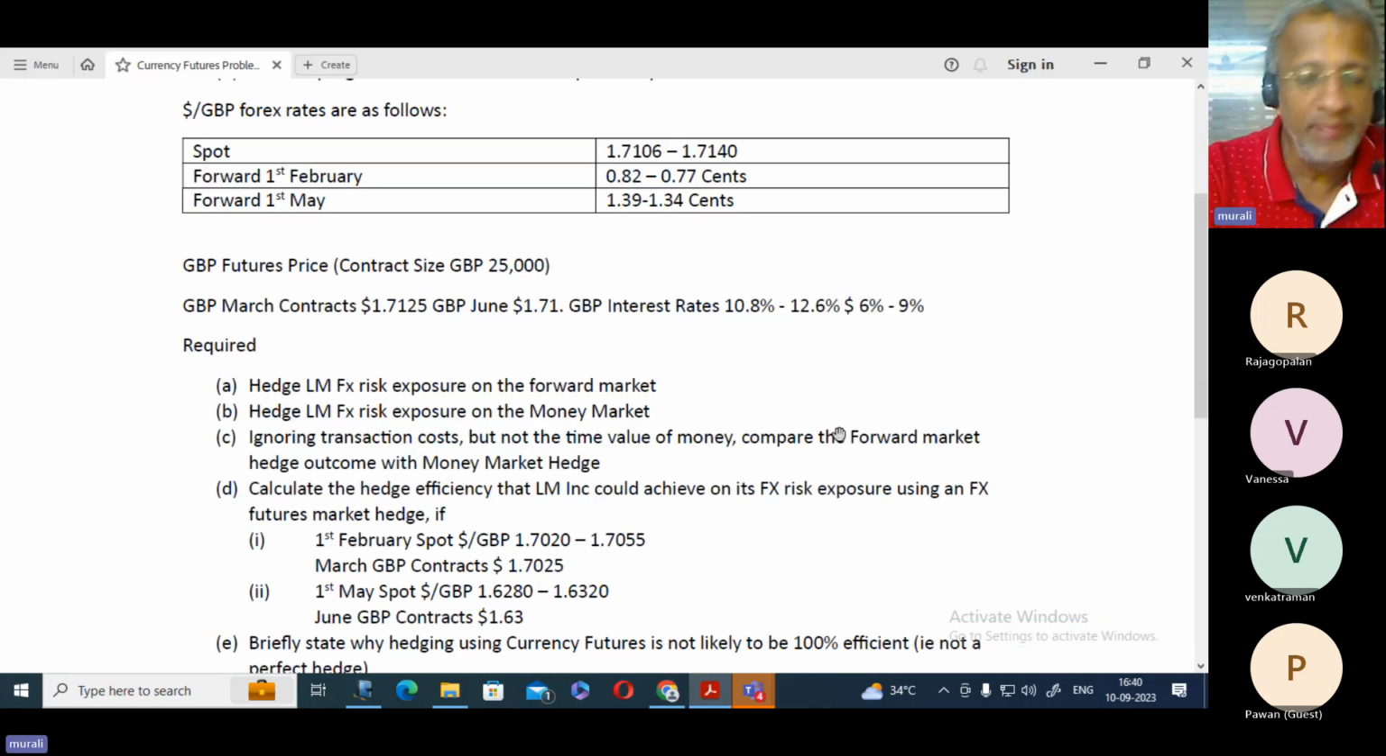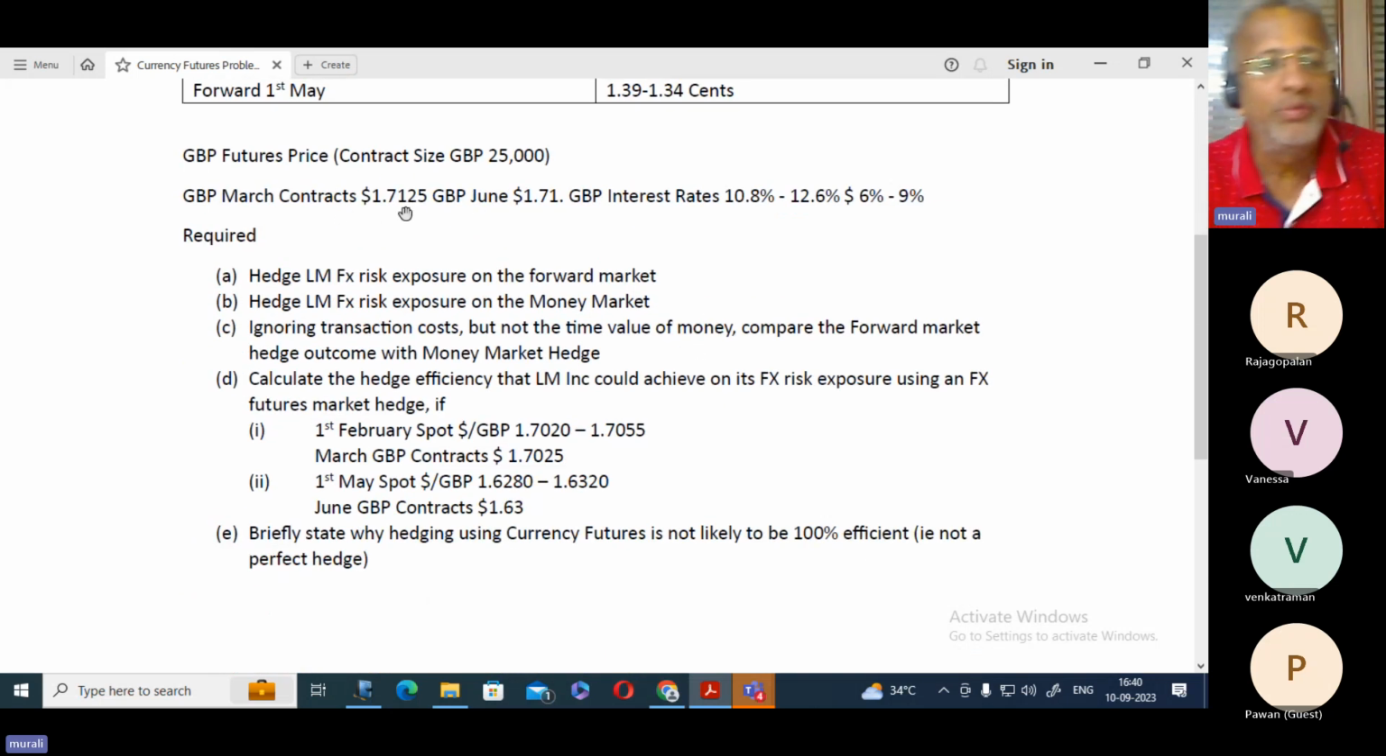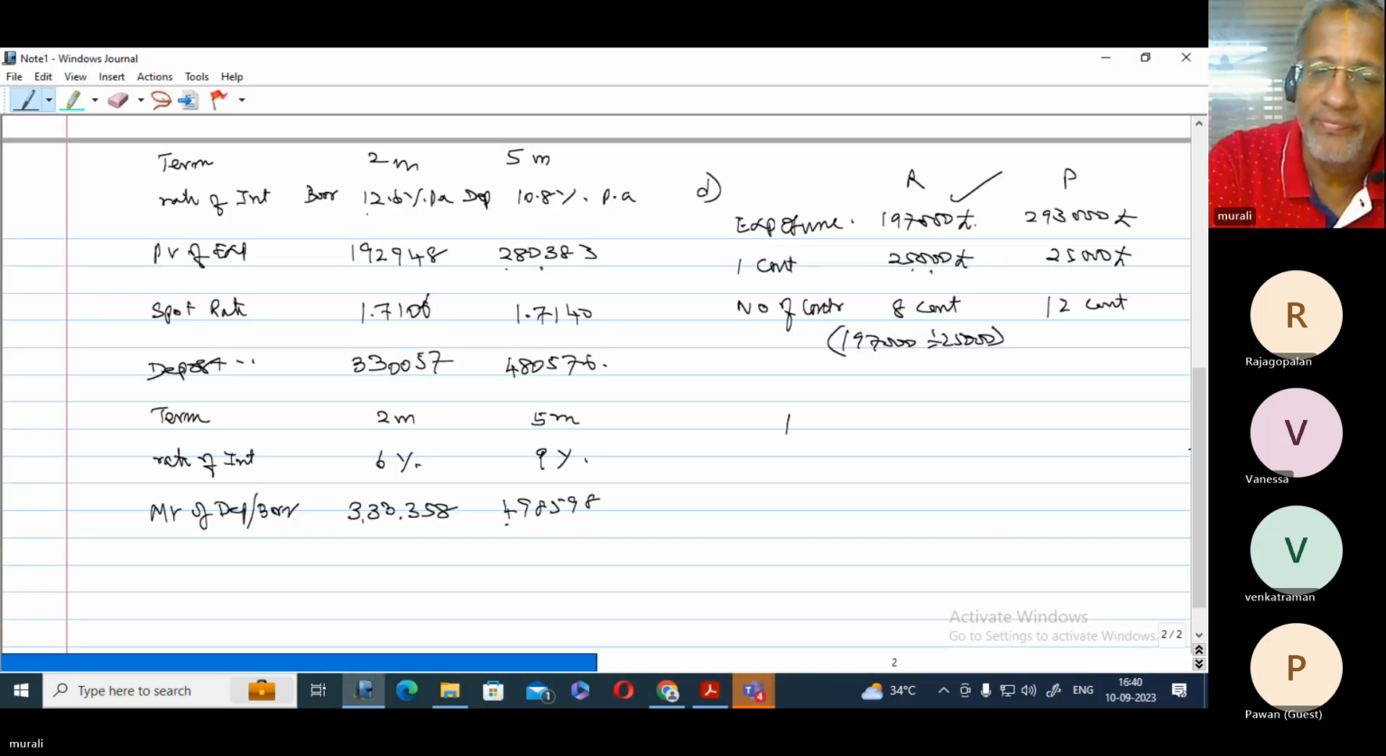Now, apart from that, as I told you, for 1st of February, we are expected to take up the March contract at 1.7125. For June, it is $1.71. And here they have mentioned the futures market on this particular date, on 1st of February. So remember that in the case of currency futures, at spot, in underlying and in futures, we are expected to do nothing here, right?